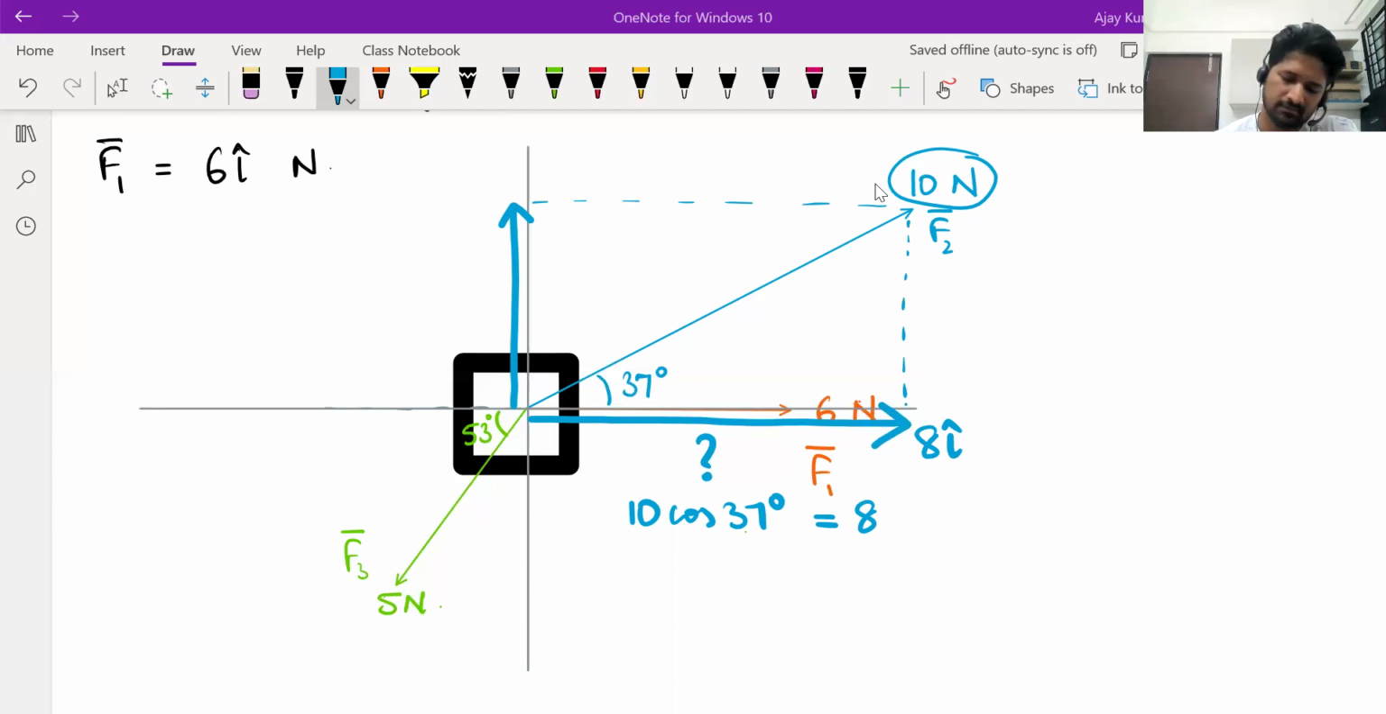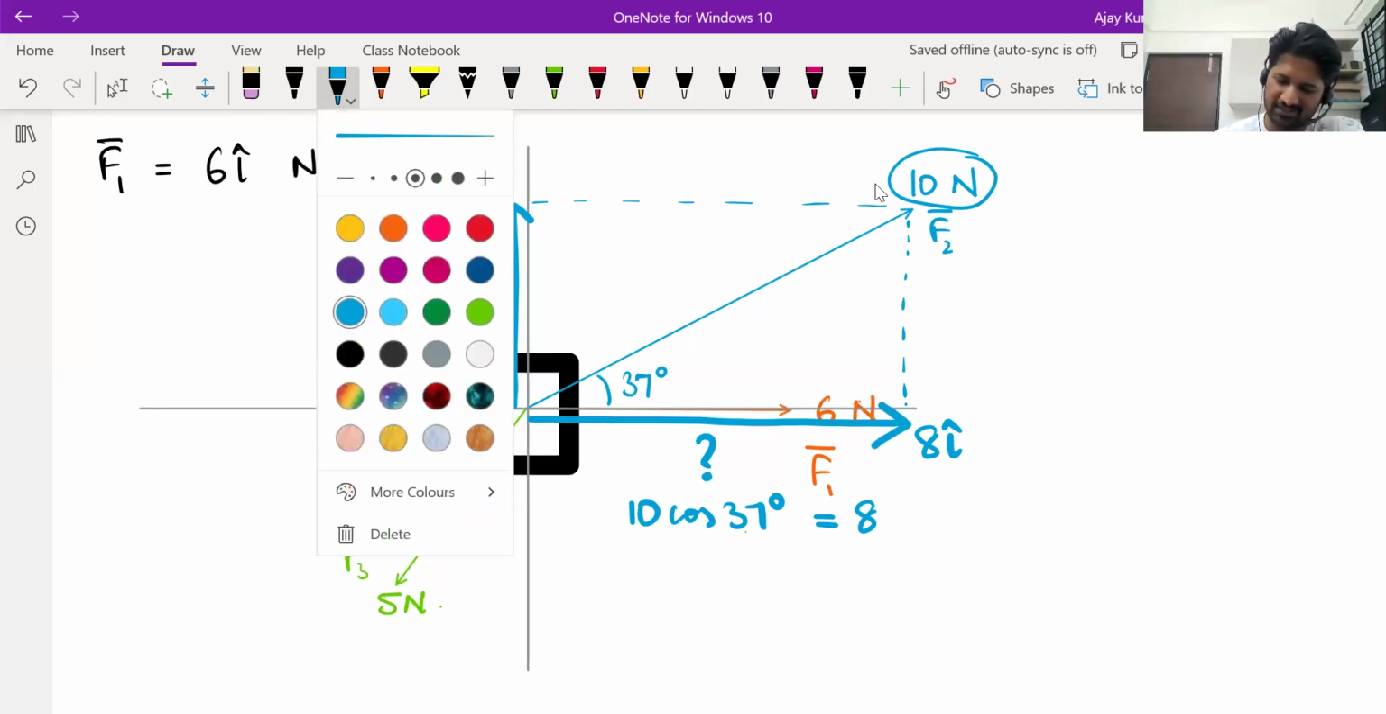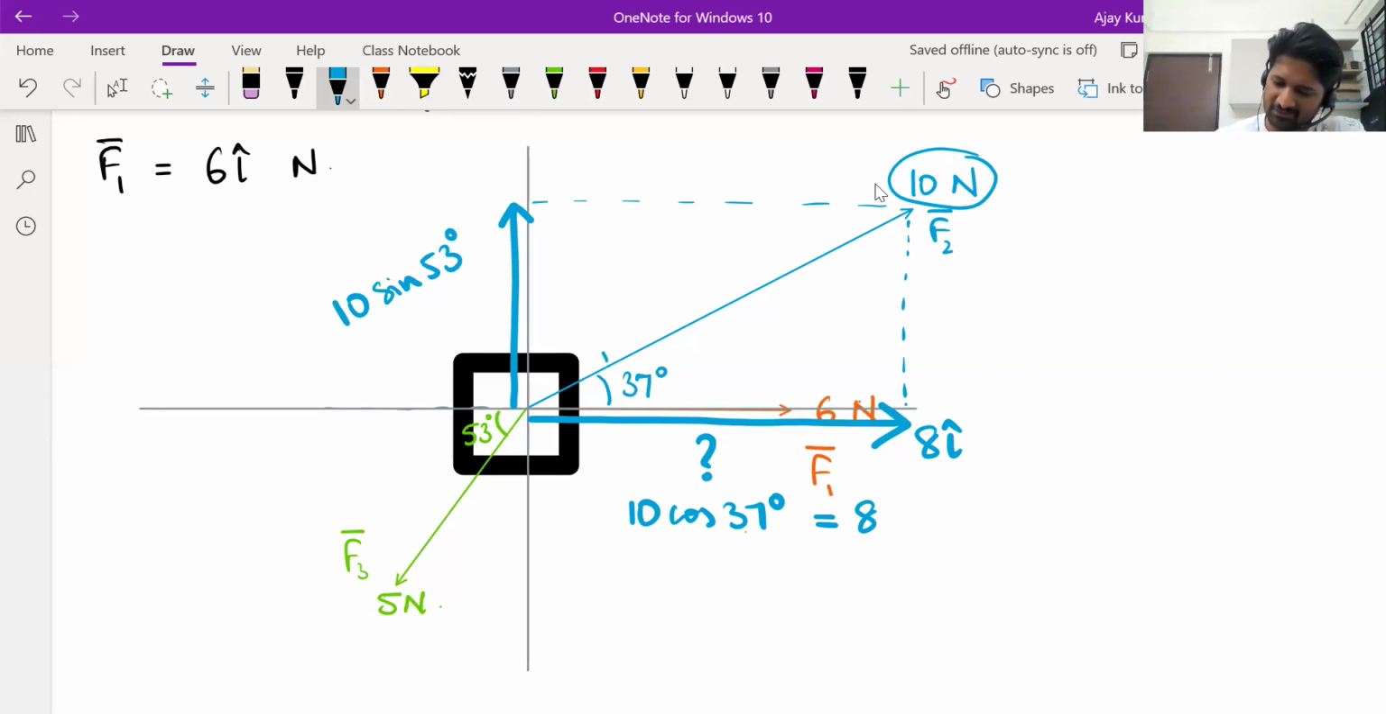10 sin 53. Why did you take sin 53? Sir, 90 minus 37 is 53. Okay. So the angle it makes with the y-axis is 53 degrees. Why did you use sin?